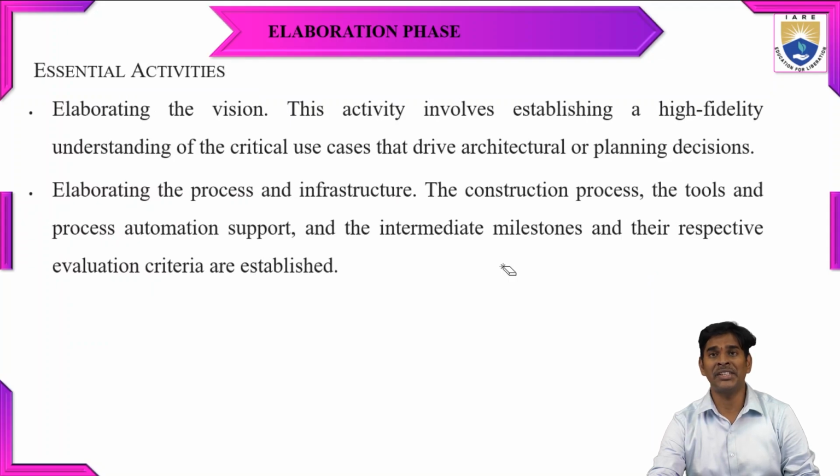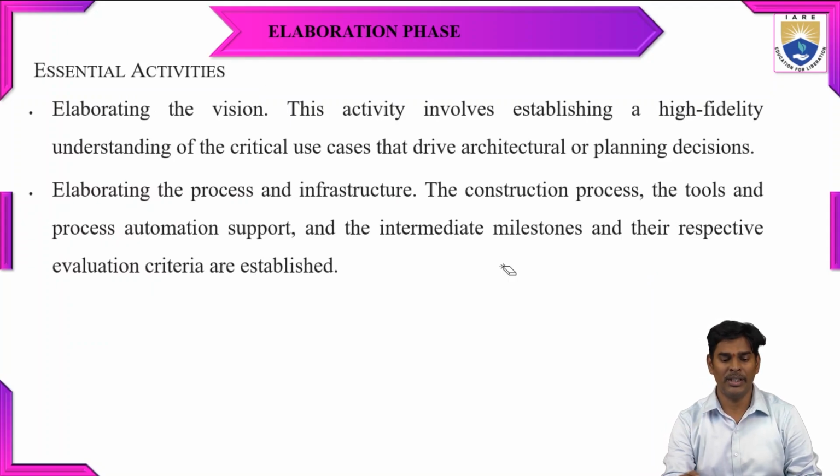And what are the main essential activities that will happen here? So they need to clearly elaborate the vision, because they need to understand the various critical use cases while designing the architecture here. They need to have the clear planning decisions or architecturally critical use cases. When they have the critical use cases, it means they need to consider different possibilities, whether this use case will be helpful for getting the project done in a smooth manner or not.